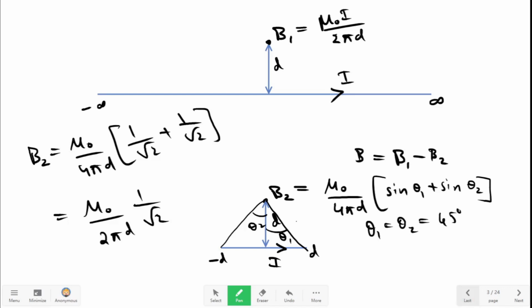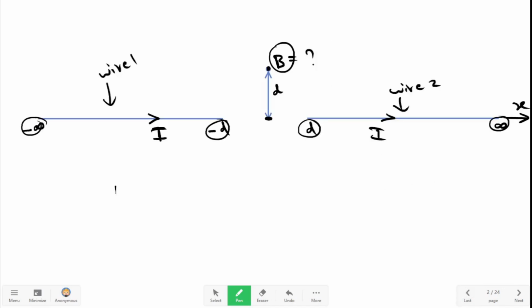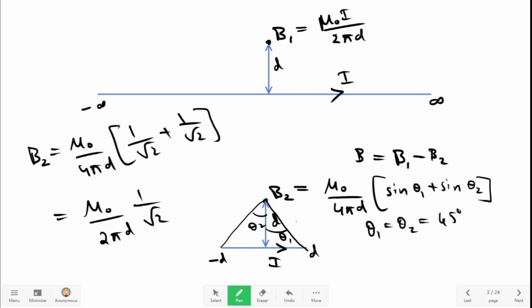Therefore magnetic field B is equal to B1 minus B2. B1 is mu naught I upon 2 pi d, B2 is mu naught I upon 2 pi d into 1 by root 2. I missed an I here. In the formula for B2 there is an I here. Edit this.